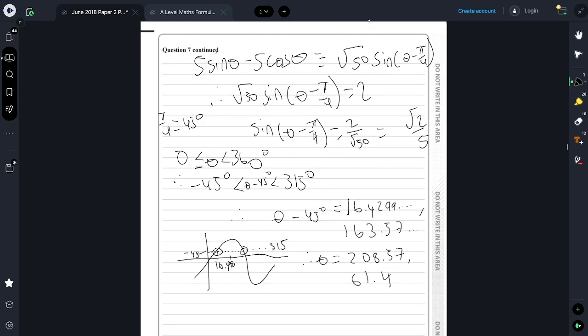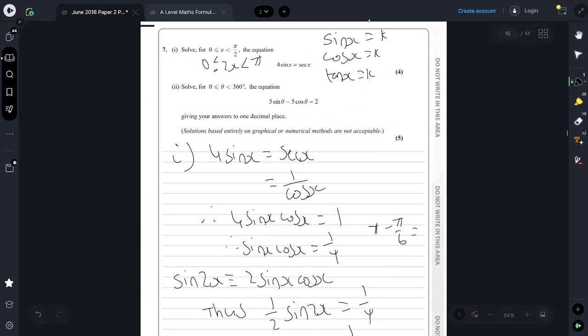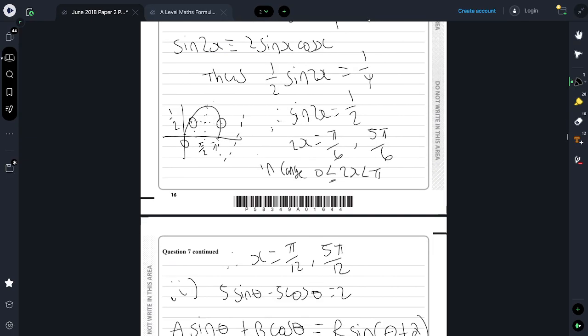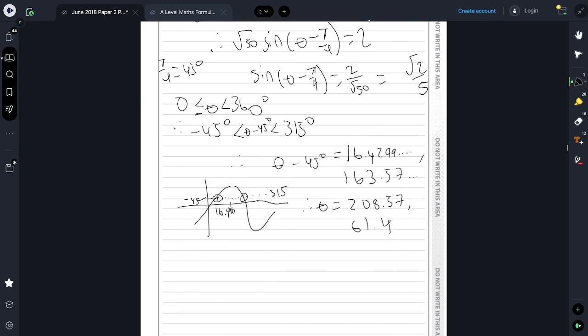Does it say to how many decimal places or significant figures? It says giving your answers to one decimal place. Yeah, so those are our two solutions, right? So to one decimal place, it's 208.657, which rounds to 6. And this is 61.4. So those should be your two answers. Let me double check that. 61.4, 208.6. Lovely jubbly. So that's the whole process there.